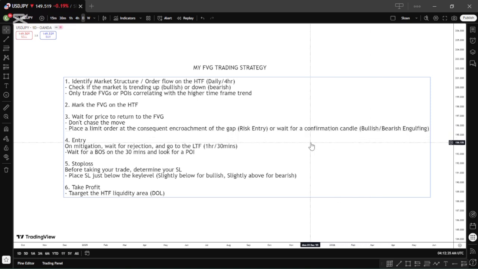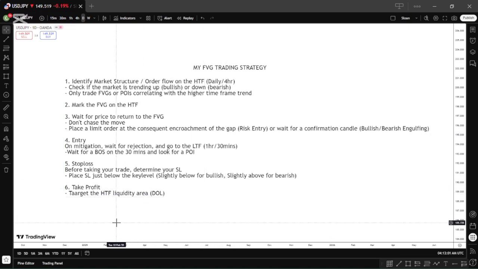Now you can basically wait for these candles on a lower time frame. Let's say you've identified your fair value gap on a daily time frame. You can step down to a 2-hour time frame or a 1-hour time frame, and then identify your bullish or bearish engulfing candle.